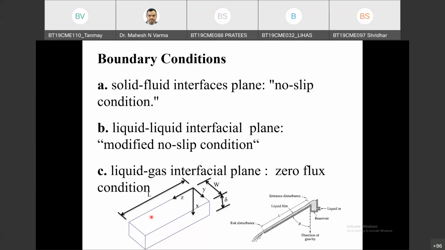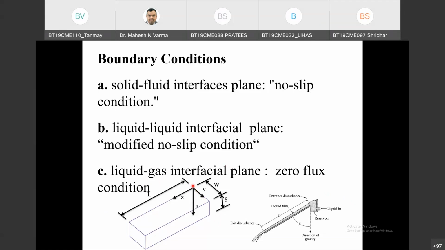Mathematically, at x equals 0, tau xz equals 0. In fact, tau zz equals 0 and tau xy equals 0. Whatever tau you take, at the gas liquid interface all taus are equal to 0. Here we are discussing tau xz, so tau xz equals 0 at x equals 0. Because I have a differential equation with respect to x, I need the boundary condition with respect to x only to solve that equation. You need to remember that.